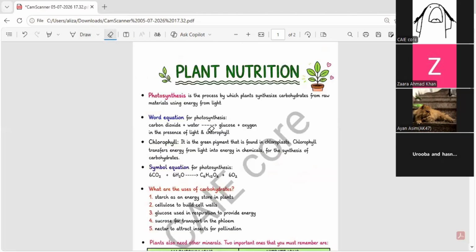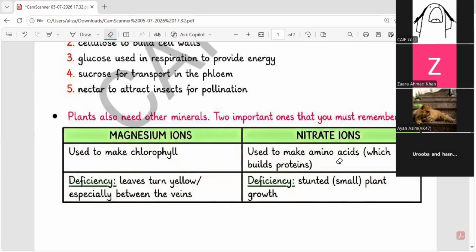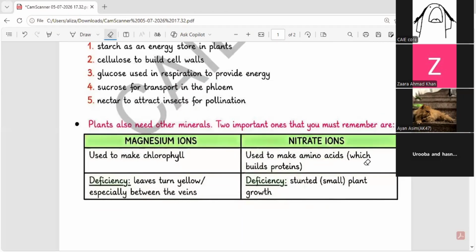Till now, we have discussed what photosynthesis is and what its use is. Now we will see that the plant does not only need glucose, it also needs other ions, for example magnesium and nitrate ions, which are included in your syllabus. These are minerals that the plant gets from the roots. If you have studied active transport, you will know that these ions are absorbed by the root from the soil by active transport. So first of all, we need to know that the plant needs these two minerals, magnesium and nitrate ions.